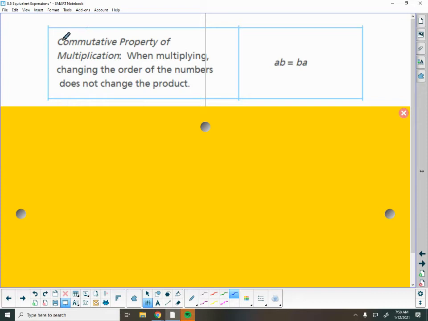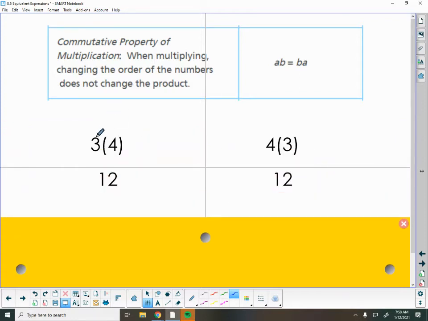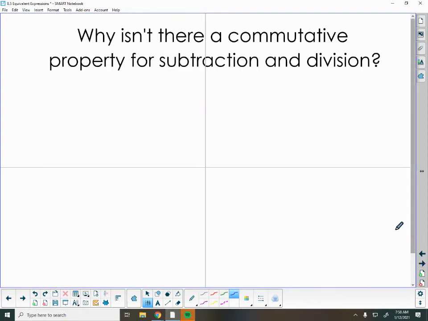We also can do that commutative property when we are multiplying. A times B is the same thing as B times A. So changing the order of multiplication does not change the product. An example, 3 groups of 4 is 12, 4 groups of 3 is still 12. So when we add and we multiply, we call that the commutative property that says we can change the order without affecting the answer. So my question for you is, why isn't there a commutative property for subtraction and division?